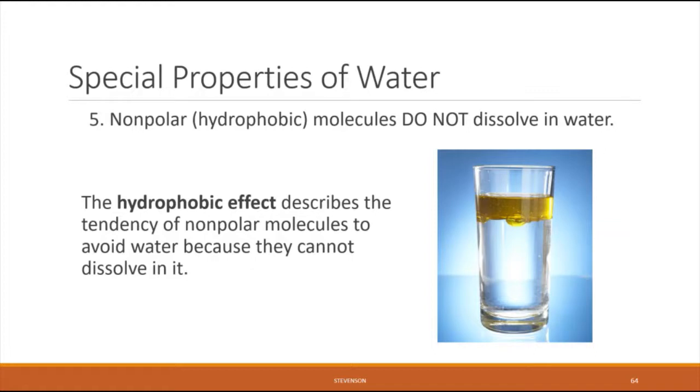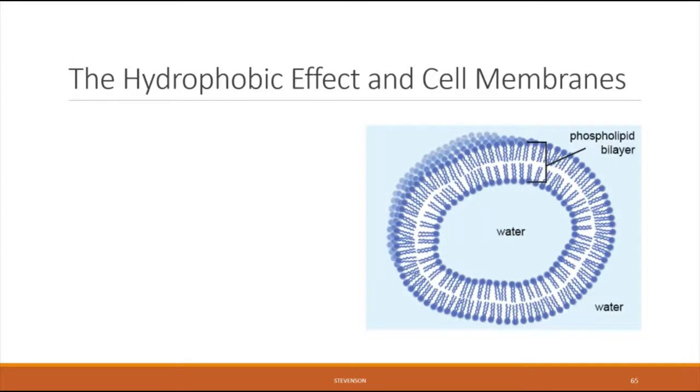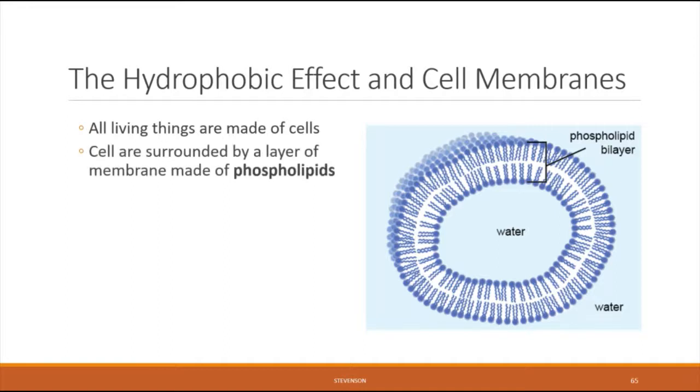Now, the reason why this is important for living organisms takes a little bit more explaining, so that's what we're going to do on the next few slides. It turns out that the hydrophobic effect is essential for the formation of the essential unit of living organisms, which is cells. All living things are made of tiny structures called cells, which we will elaborate more on in future chapters. But those cells are surrounded by a layer of membrane composed of what are called phospholipids.